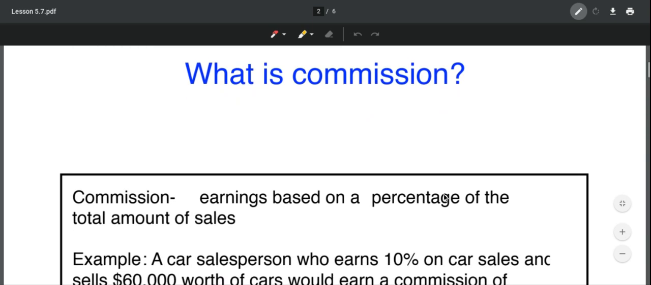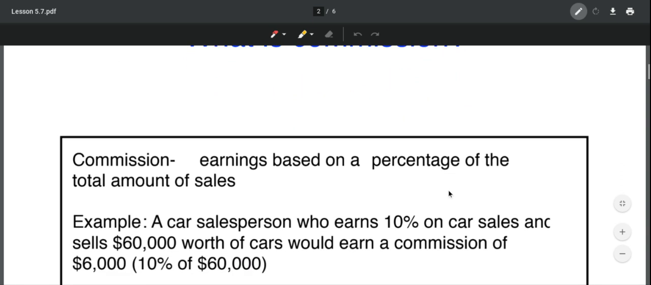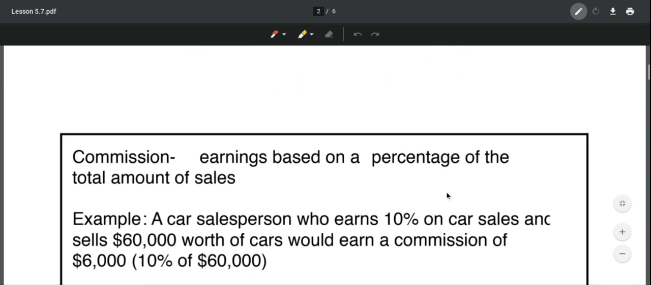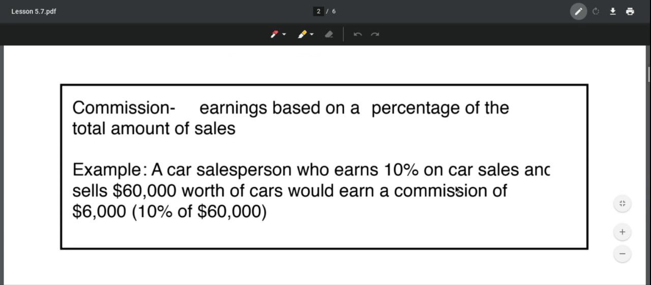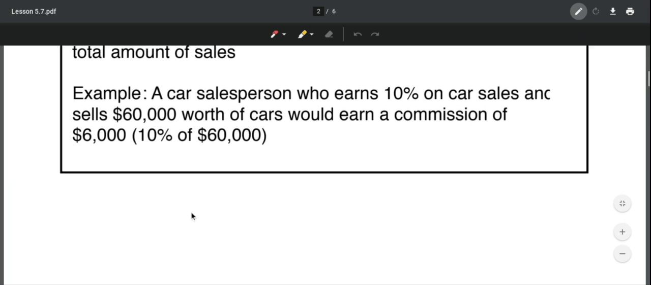Commission is earnings based on a percentage of the total amount of sales. So for example, if a car salesperson who earns 10% on car sales sells $60,000 worth of cars, they would earn a commission of $6,000, or 10% of the $60,000.